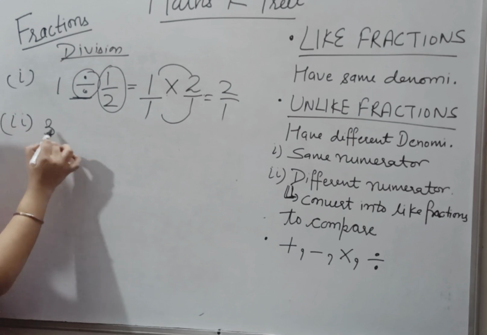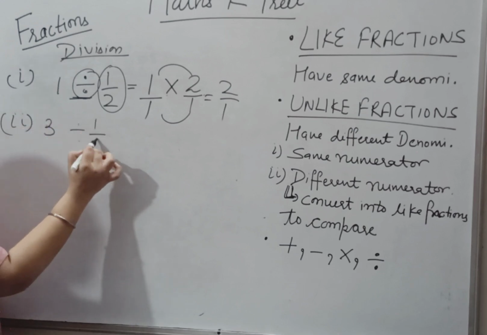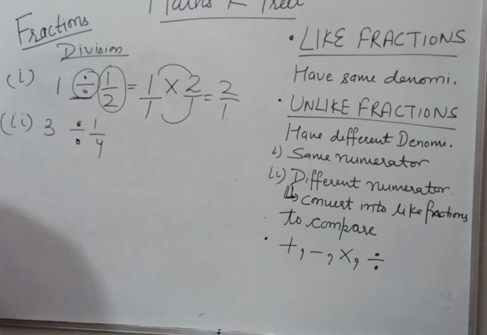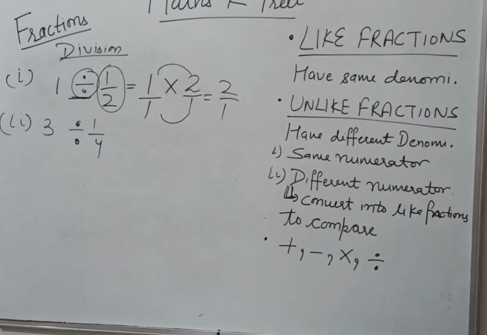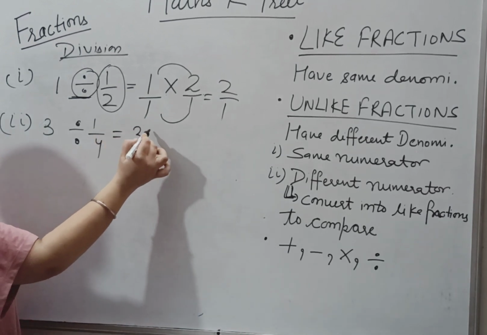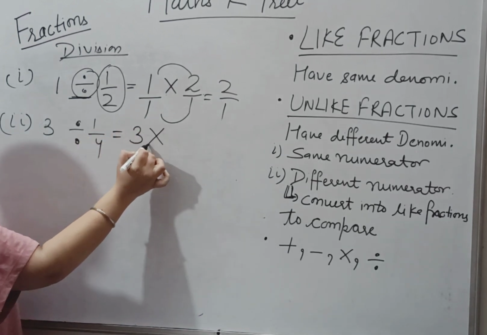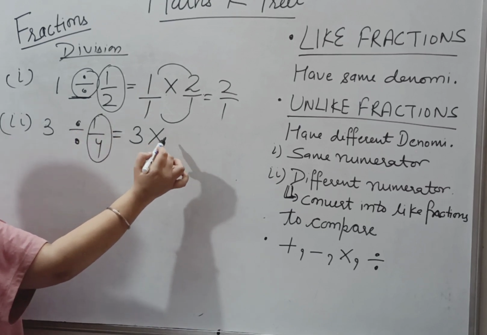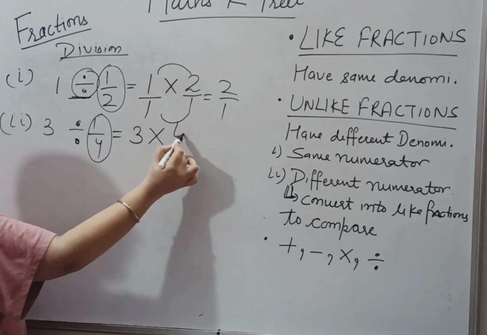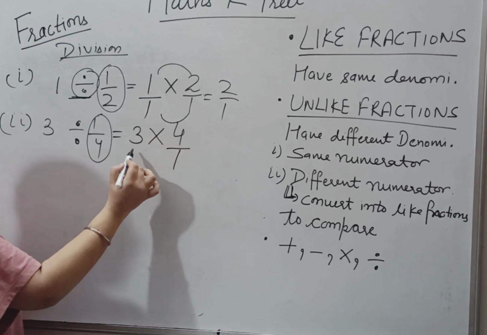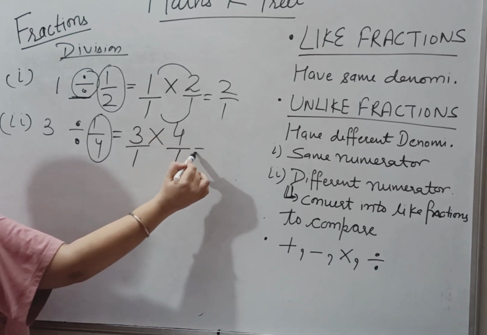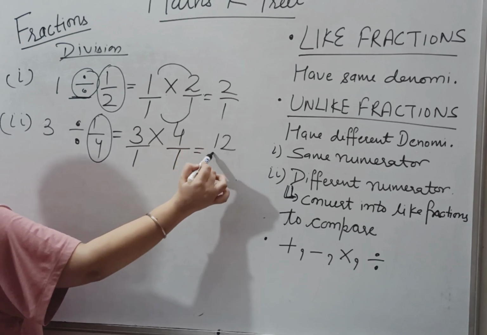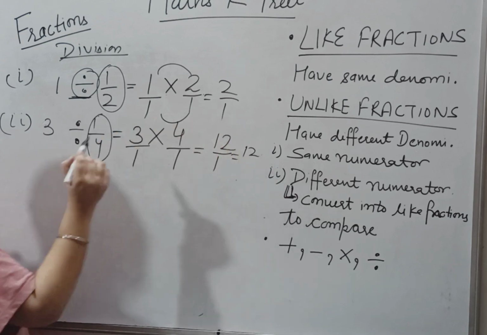Second is 3 divided by 1 by 4. How will we do this? We will just write this 3 as it is. Then this division we are converting into multiplication and we are just writing the reciprocal of 1 by 4. So 4 in the numerator, 1 in the denominator. Put 1 here also. So 3 into 4 is 12, 1 into 1 is 1, answer is 12.